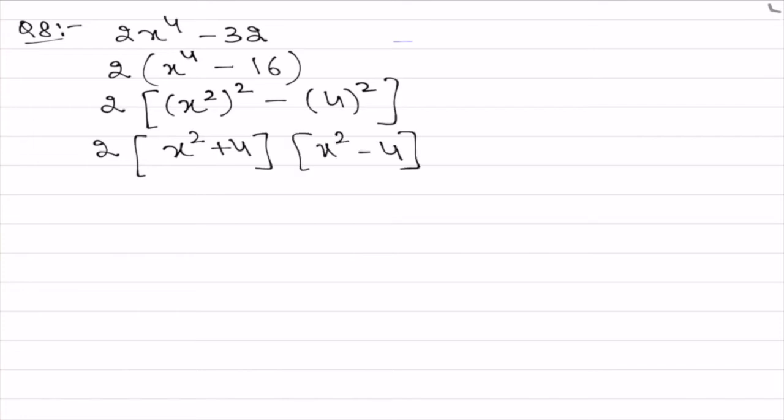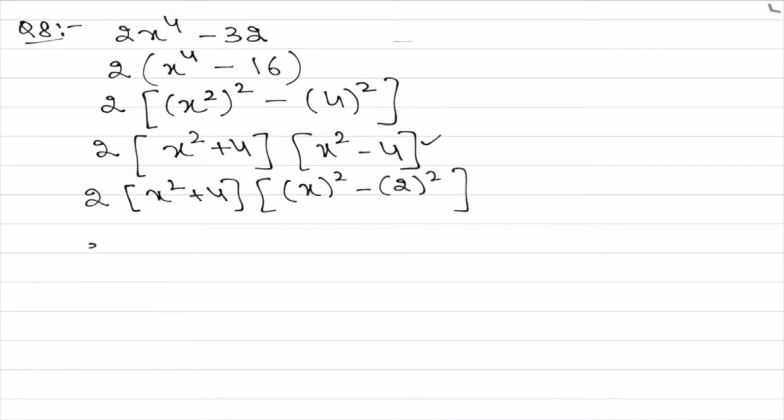Now further we can also make factors of this third term. So here 2 into (x square plus 4) will remain as it is and we will make factors of x square minus 4. X square is a perfect square of x and 4 is a perfect square of 2. Again we will use the same identity: (x plus 2) into (x minus 2). So in this way we have got the further factors.